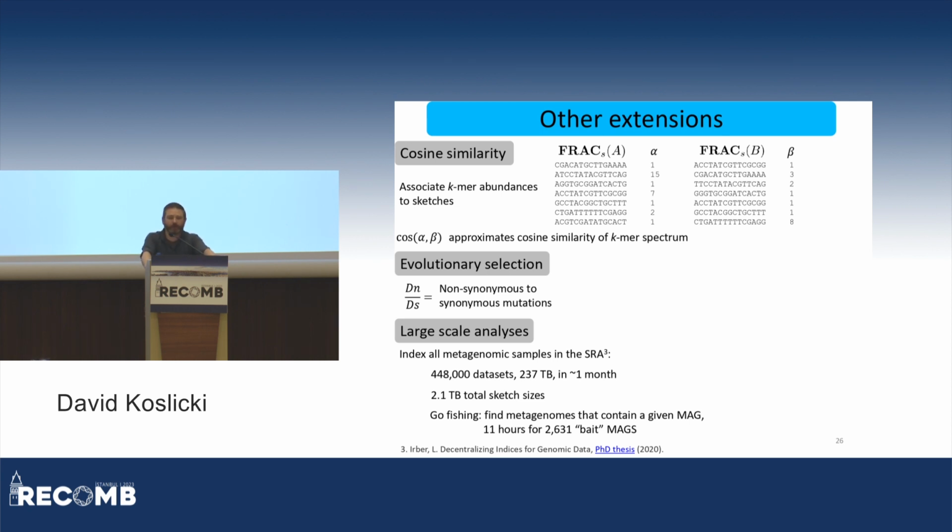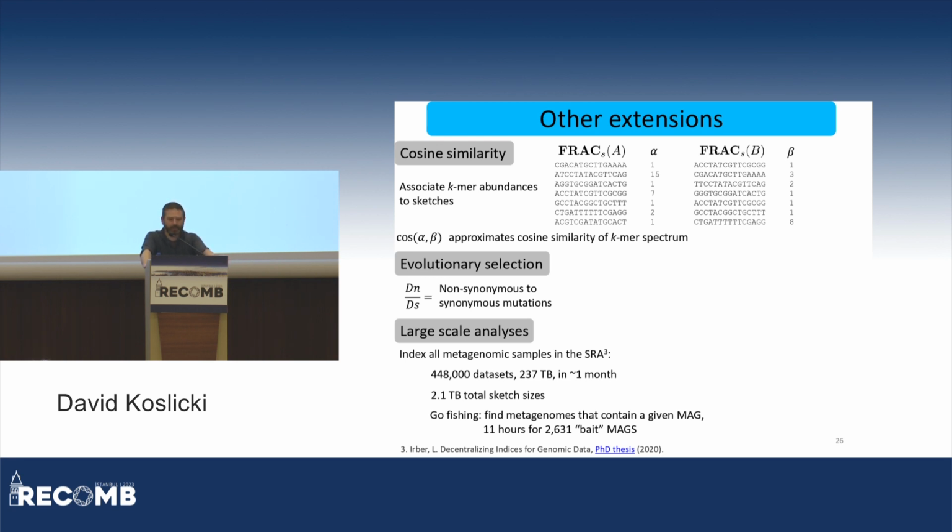Extensions that aren't included in the paper include if you take these sketches and associate counts with them. So I have my sketch over here and the count of the number of times that those k-mers appeared for both sets. And then I look at the cosine between A and B. That actually approximates the cosine similarity in the k-mer spectrum as well. So you can get cosine similarity from FracMinHash sketches. There's no reason you can't play this game with amino acids either, so you can get average amino acid identity. And hey, that means that you can get dN/dS, the ratio of non-synonymous to synonymous mutations, and talk about things like purifying selection, neutral selection, et cetera, from these FracMinHash sketches.